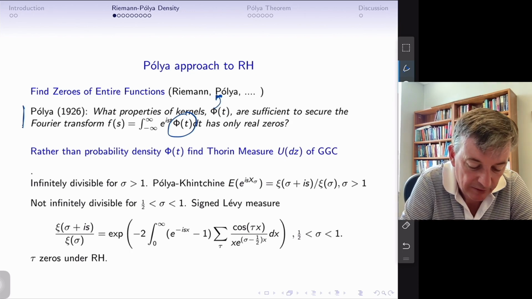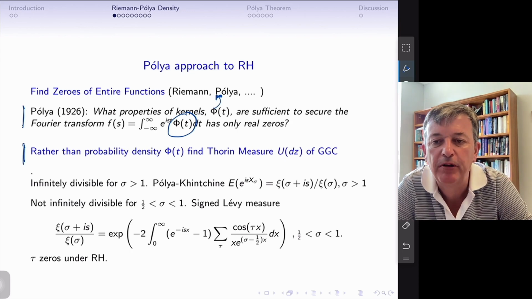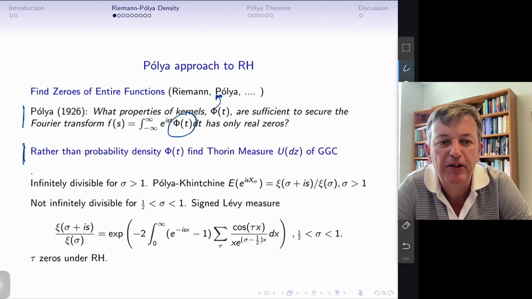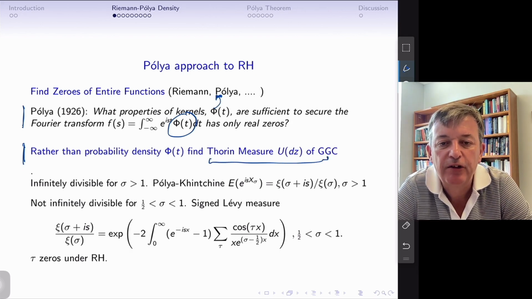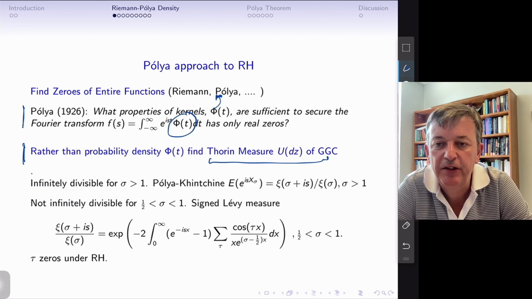Now, in a couple of other videos, I talk more about my approach to the Riemann hypothesis, that rather than dealing with Polya's approach of looking at probability densities, we'll actually look at the reciprocal xi function and look at something called Thorin's condition, and essentially the Riemann hypothesis is equivalent to finding a Thorin measure of something called a generalized gamma convolution. Okay, so this talk is about the Polya density and finding zeros of Fourier transforms.